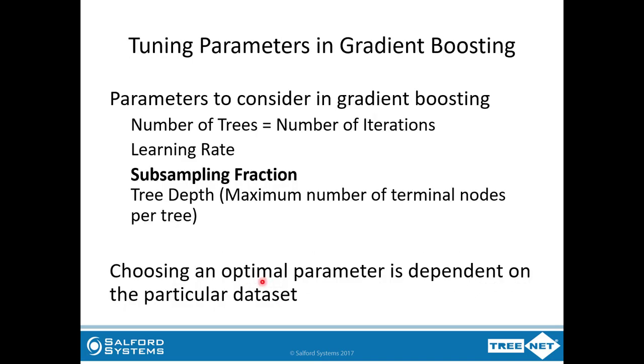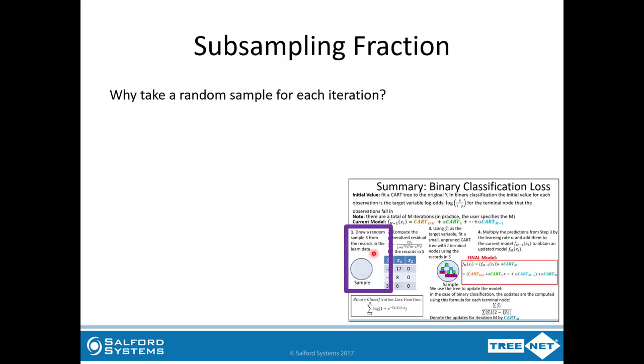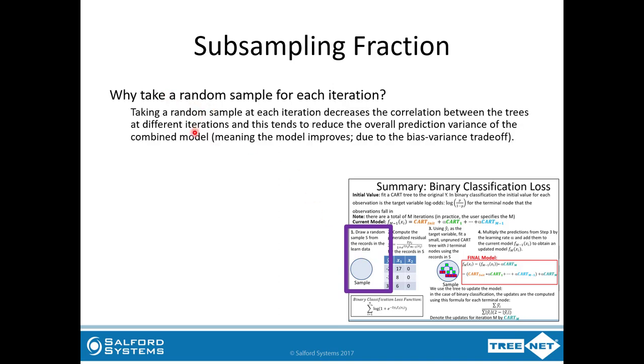Okay, the next parameter to consider tuning is the subsampling fraction. So remember that in the first step of our algorithm, we draw a random sample from the records in the learn data. So the first question is, why even do that in the first place? Taking a random sample at each iteration decreases the correlation between the trees at different iterations, and this in turn tends to reduce the overall prediction variance of the combined model.